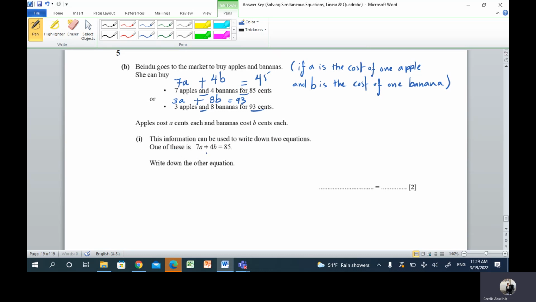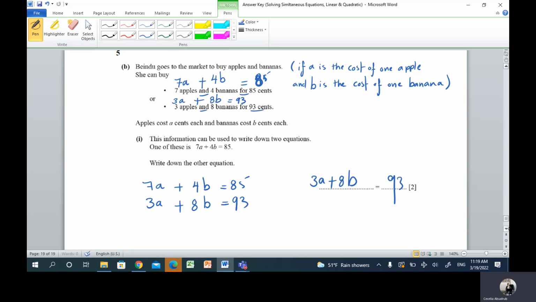One of these equations is 7A plus 4B is equal to, sorry, why did I write here? It's 85. I'm so sorry. Not 45, it's 85. So this equation, we already formed it. The second equation will be 3A plus 8B is equal to 93 cents. Now, we have two equations. I'm going to write them once again. 7A plus 4B is equal to 85 cents. And 3A plus 8B is equal to 93 cents.